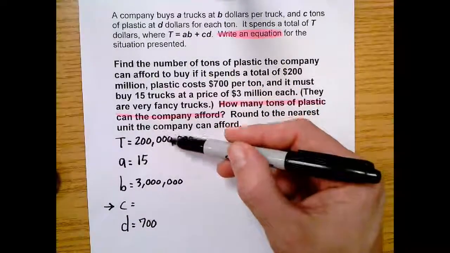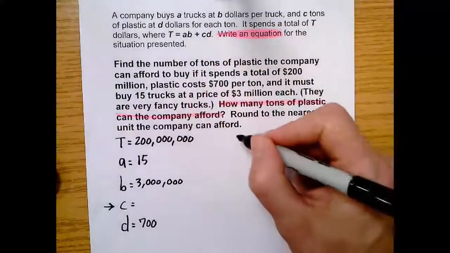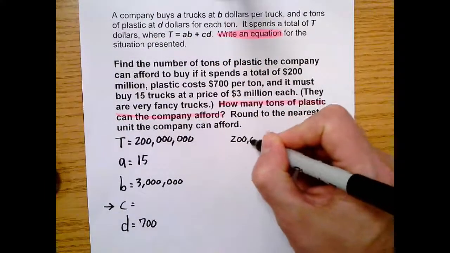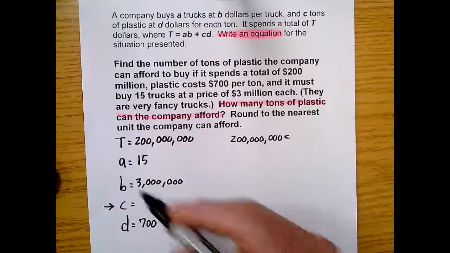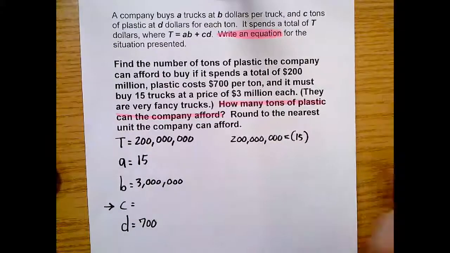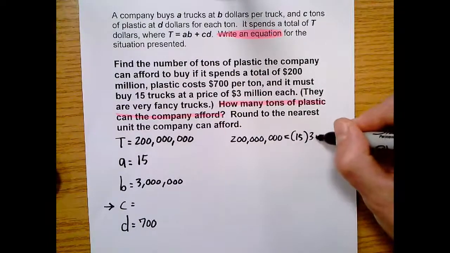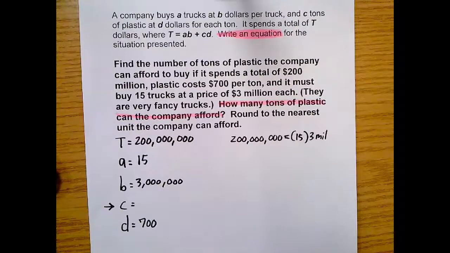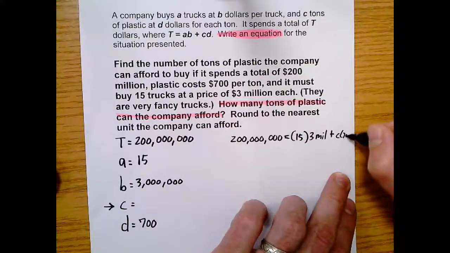So we did a lot of good footwork here to just set ourselves up to succeed. So for T, I write 200 million. And it says equals. My A value is 15. And let's see here. My B value is 3 million. Oh boy, I did not leave myself enough space. I'm gonna cheat a little bit here. I'm gonna write 3 mil. I'll clean that up later. That's my bad. And then I'm gonna add that to, and what do we got here? C, we don't know. And then D is 700. My gosh, I did not do a good job with spacing.